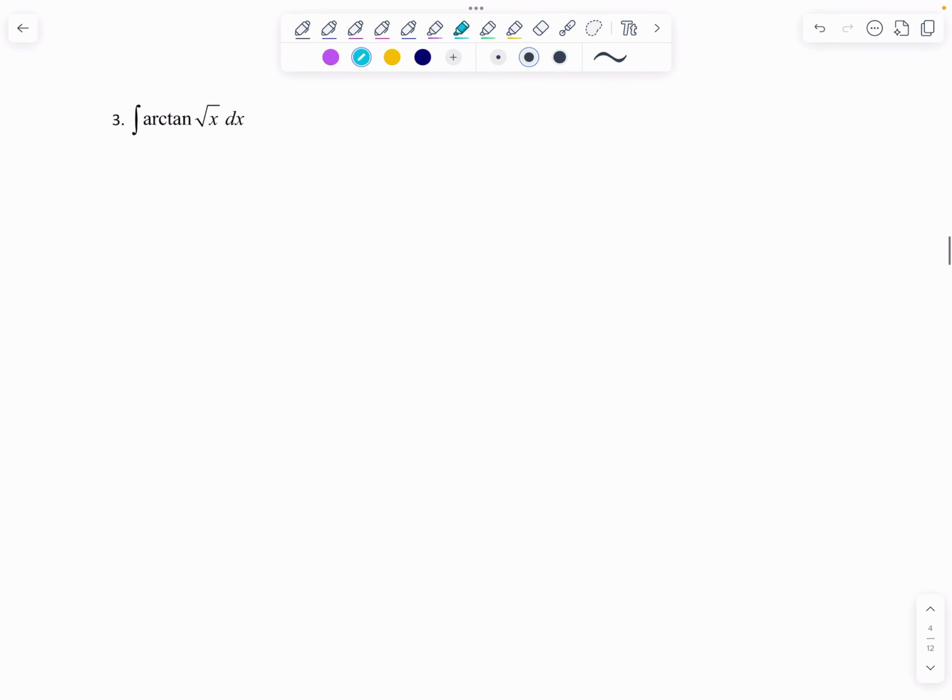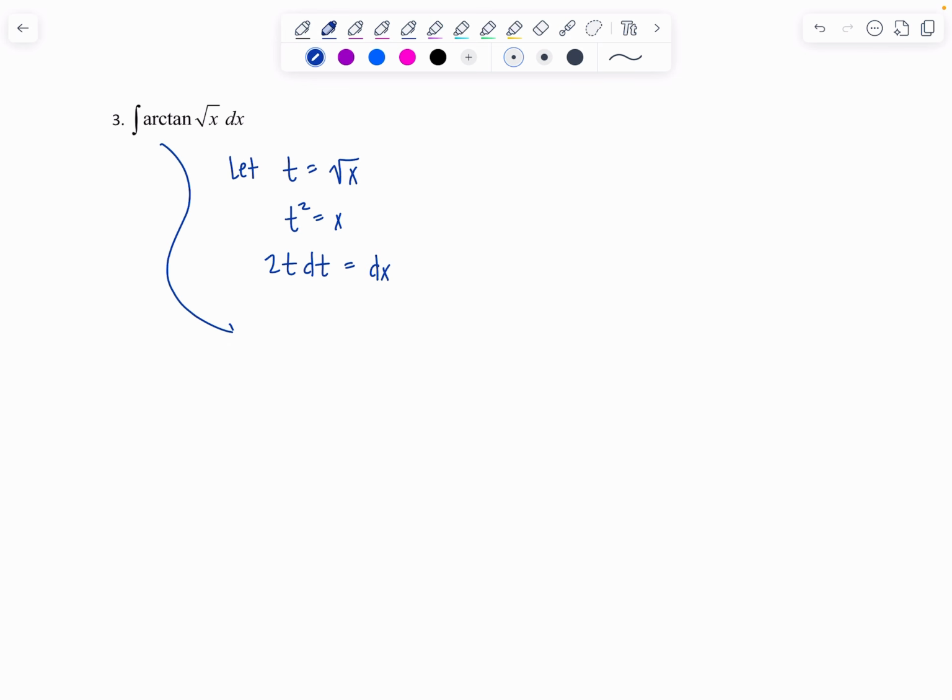Next one, we have the integral of arctan of the square root of x dx. So I'm going to start off by making a substitution. I'm going to let t equal the square root of x. Then t squared is equal to x. So 2t dt is dx. So then the integral becomes arctan of t, and then instead of dx, I have 2t dt.